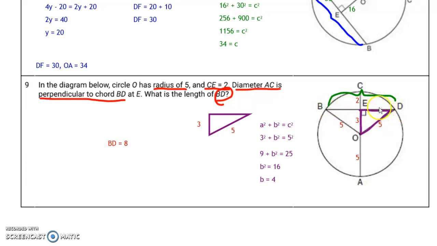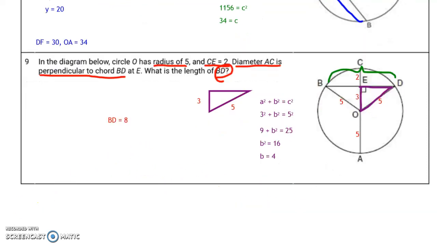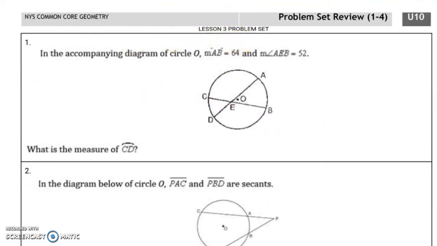Well, first I'm going to find this part, which is the side of a right triangle. It's a 3, 4, 5 right triangle, but if you didn't remember that, you could have used the Pythagorean theorem. So this part is 4, ED is 4, which means BD is equal to 8. It's twice as long.